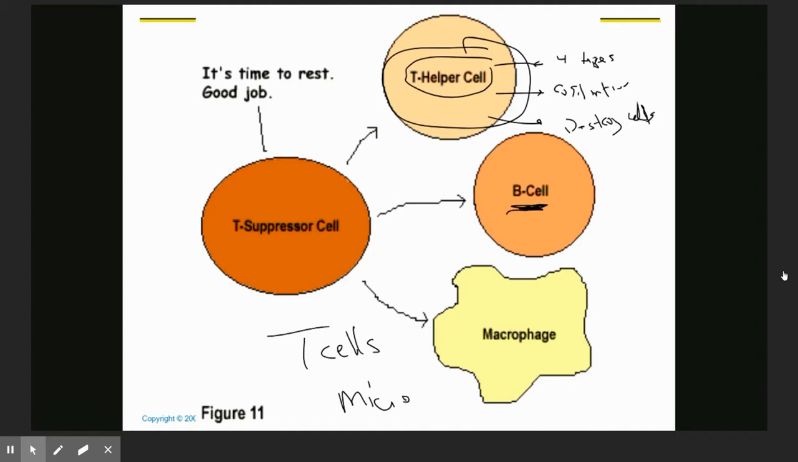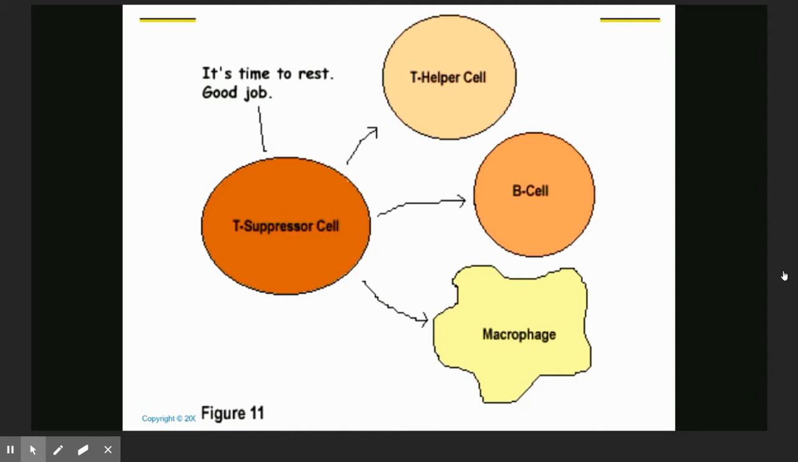Any questions though? Any questions about T cells or B cells, the different types of T cells, how they work, antigen presenting cells, what they do, how they work? Any questions about any of that?